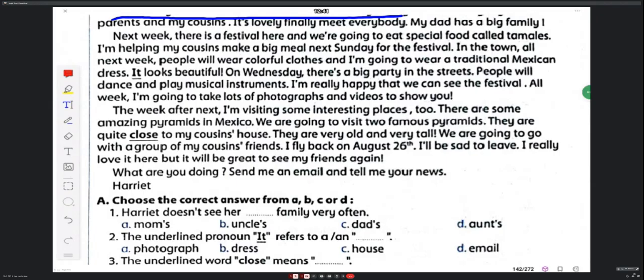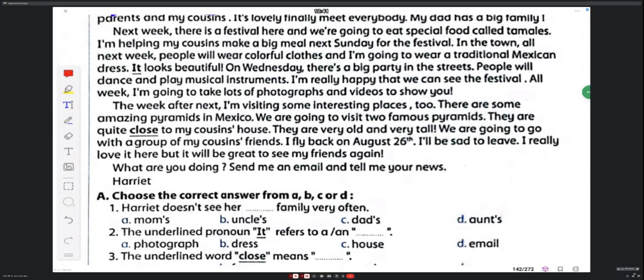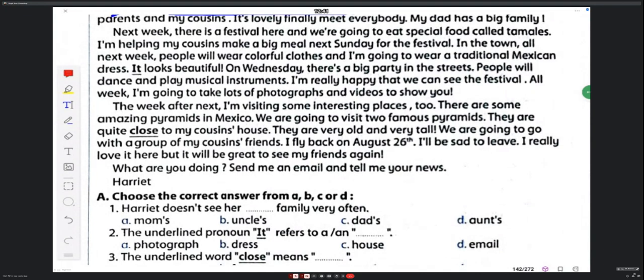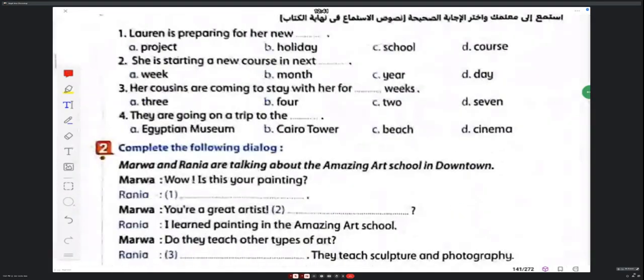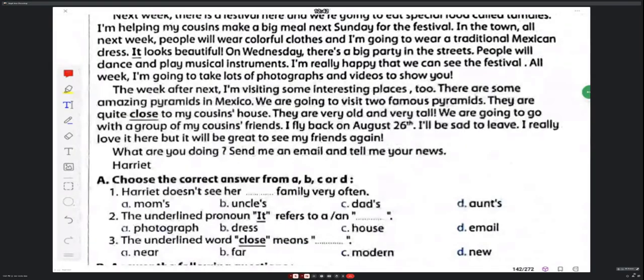What are you doing? Text me an email and tell me your news. Harry doesn't see her dad's family very often.